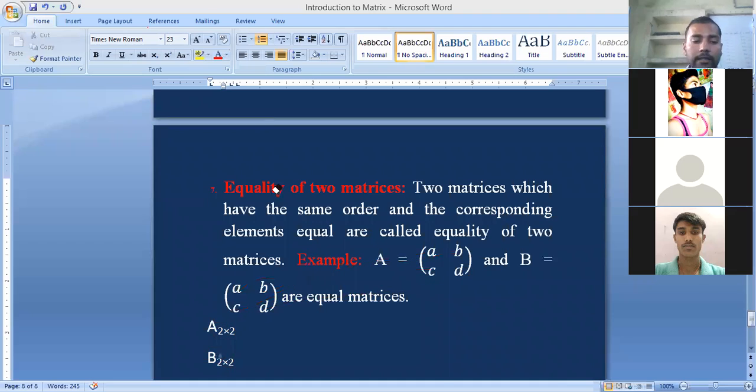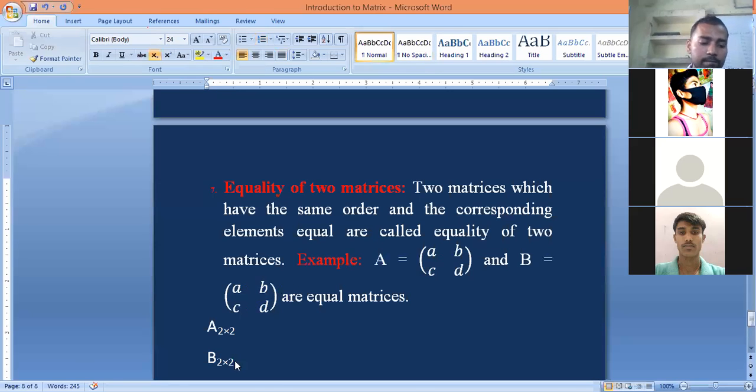Or I think you have learned this thing in algebra, equal ordered pairs. Yes, you have learned this in ordered pair algebra. So you can go through it like this.